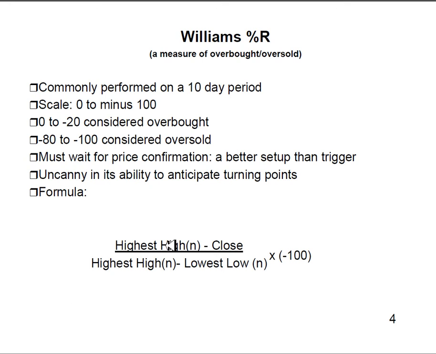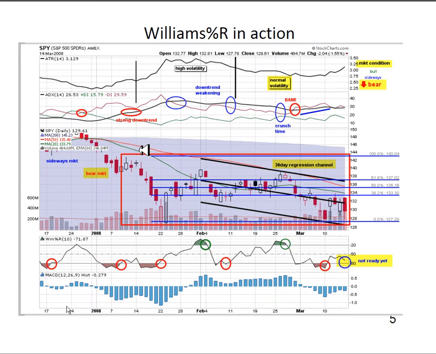And the formula is computed in the following way. You take the highest high of the look back period, which includes today, and subtract today's close and divide that by the difference between the highest high of the look back period and the lowest low of the look back period, and then multiply that by negative 100. That has to give you a score between 0 and minus 100. Again, between minus 20 and above is overbought, minus 80 and below is oversold. Now that can be very useful.